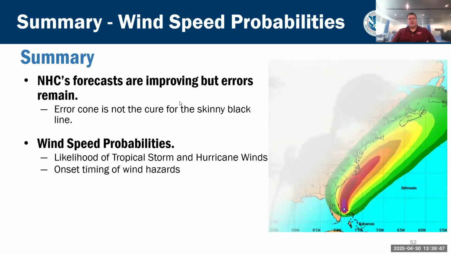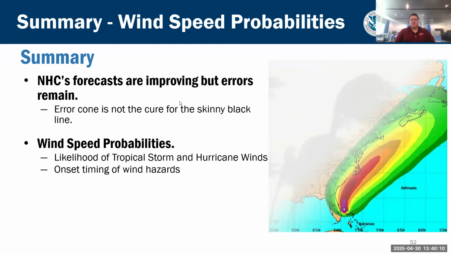So in summary, from John's and my presentation, NHC's forecasts are improving, but the errors remain, and we're very open about them, and we want you to know about those errors. A forecast basically off by a category is what you should be planning higher, and some of those track errors. And the error cone is not the cure for the skinny black line.